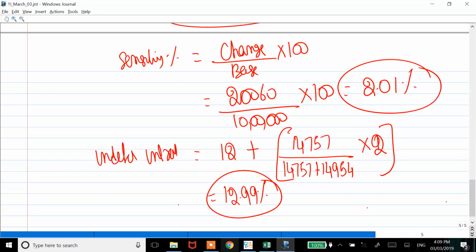You can then finally write sensitivity is change divided by base into 100. At 12%, loan is better. At 12.99%, lease will be better. Beyond 12.99, lease will be better.